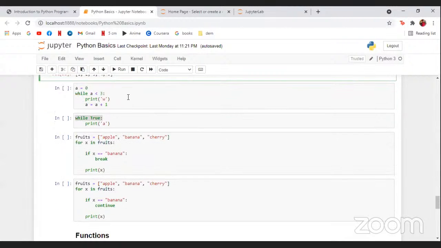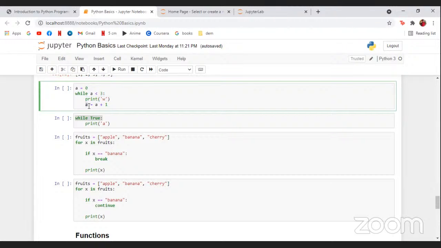But a while loop is a good example to see this, because here I said a equals 0, which is the initialization part, that I'm saying a equals 0 initially, and I'm saying while a less than 3. So here is my condition. While a less than 3, I'm saying print this letter W. So that is the body of my loop.